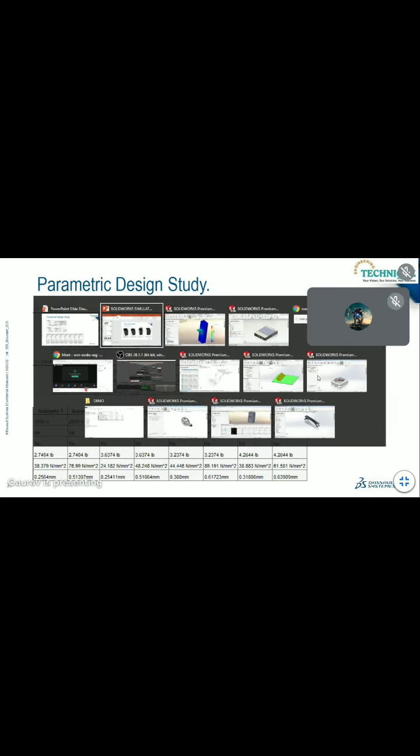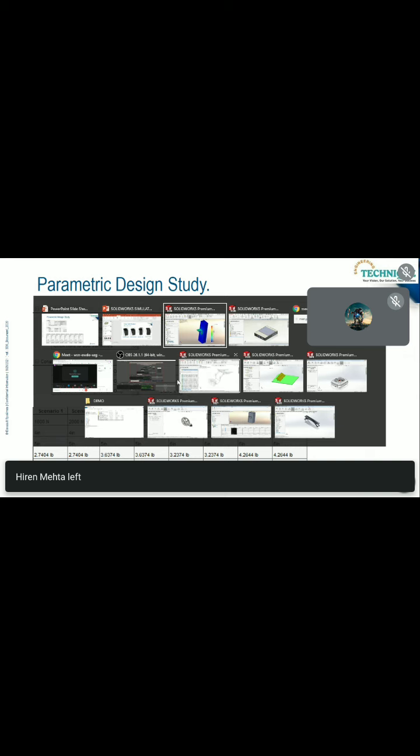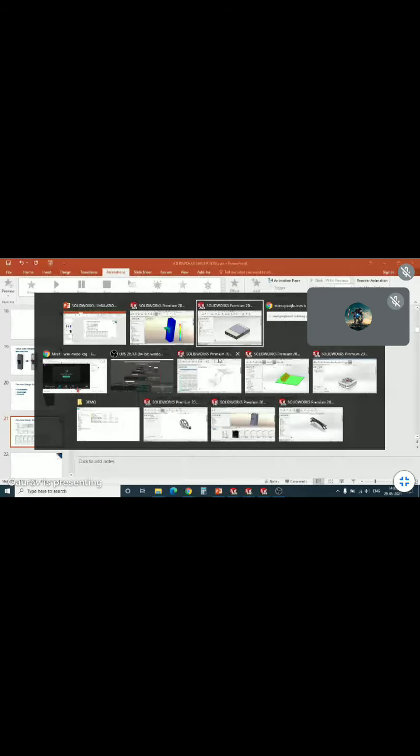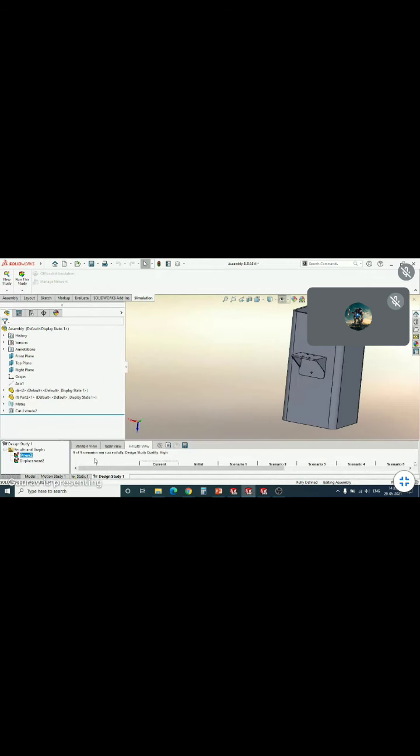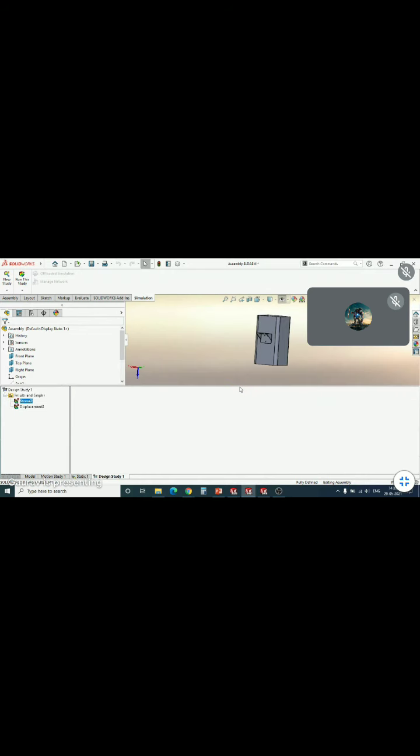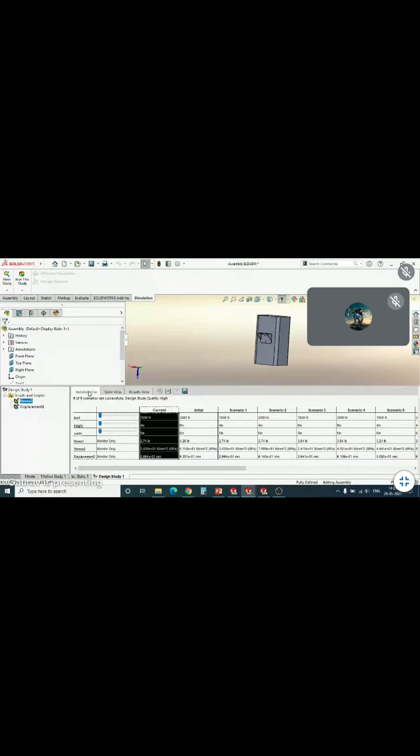So we have this parametric design also. So let me just switch to that. Once your design is ready, after performing the first level of static analysis, I will perform a simple design study, correct? In this there will be various what if questions coming to your mind.